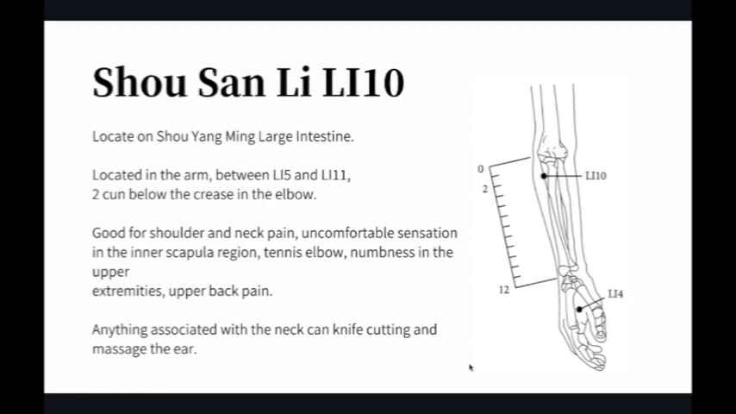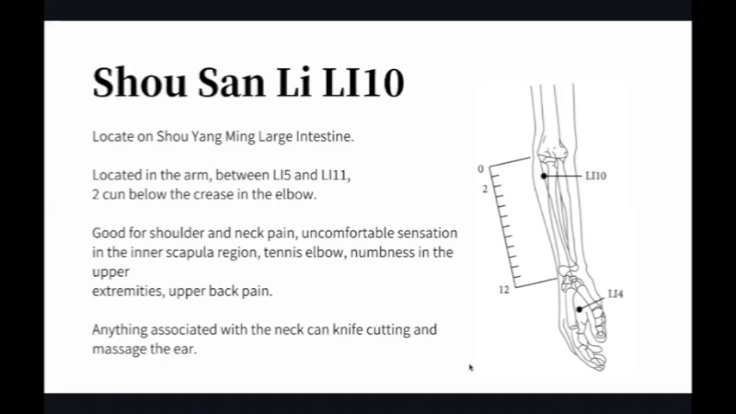This is called Shou San Li, large intestine 10. So that's why it's LI10. It's located near the elbow. When you curve the elbow like this, it's sitting between the elbow and the wrist, 2 cun below the crease in the elbow. Again, 2 cun is 3 fingers.